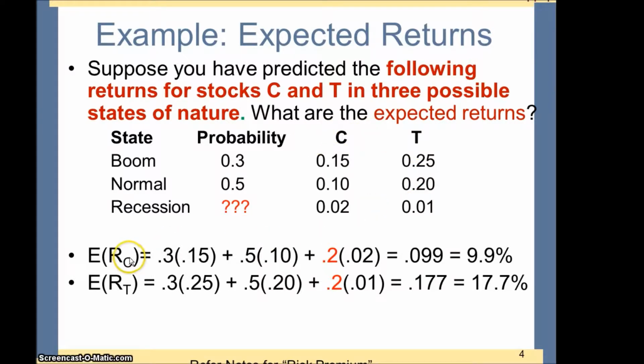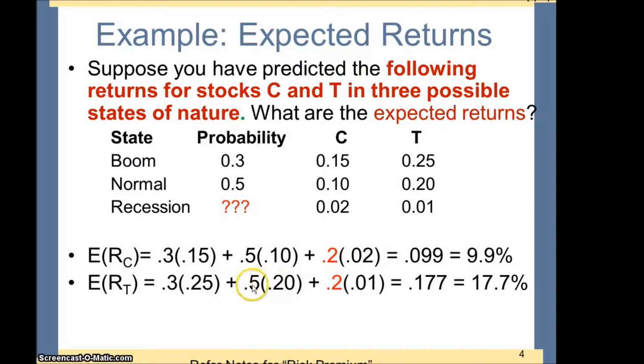Now we are answering the question, what is the expected return for stock C? The expected return for stock C is probability times individual return of stock C. So 0.3 times 15% plus 0.5 times 10%, and plus 0.2 times 2%. Add all up, you'll get 9.9%. That is the expected return of stock C.